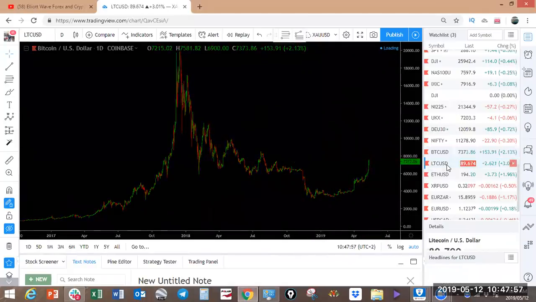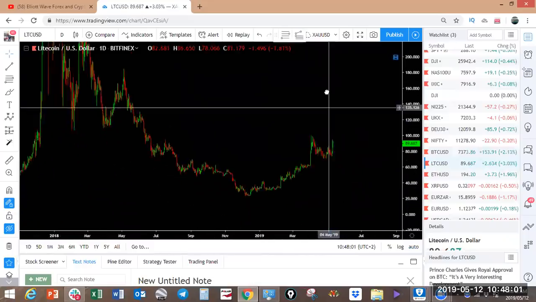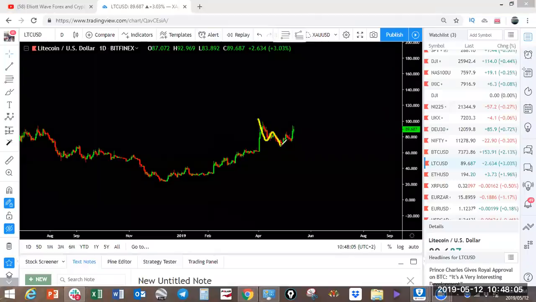Okay, so that's Bitcoin. Let's look at Litecoin now. Litecoin also, we looked at this structure last week. The three-wave pullback here, 1, 2, 3. It has now pushed up higher. Last week I showed that this one will need to retest the top here. It has pushed up higher. It is very close to the top.